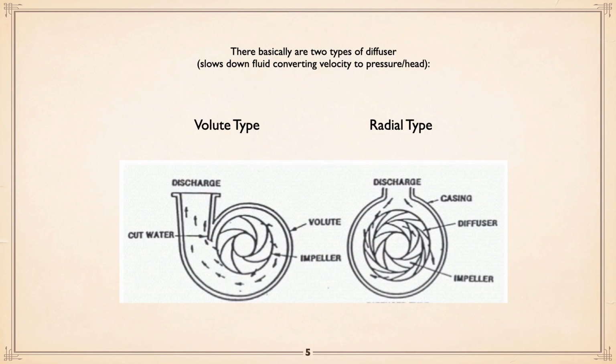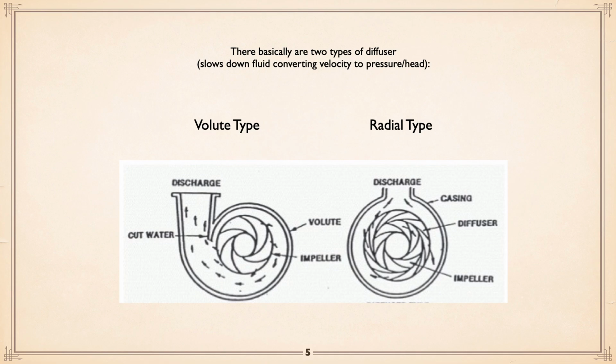We talked about slowing the fluid down. There's two different types of diffusers. One, a volute, and they have what they call a cut water, where the water splits. Water comes off the impeller, and as we go around, the area gets larger and larger, which slows it down, even though water is being dumped into it. And in the discharge, there's also a slight increase, which slows it down, which converts that velocity to pressure.